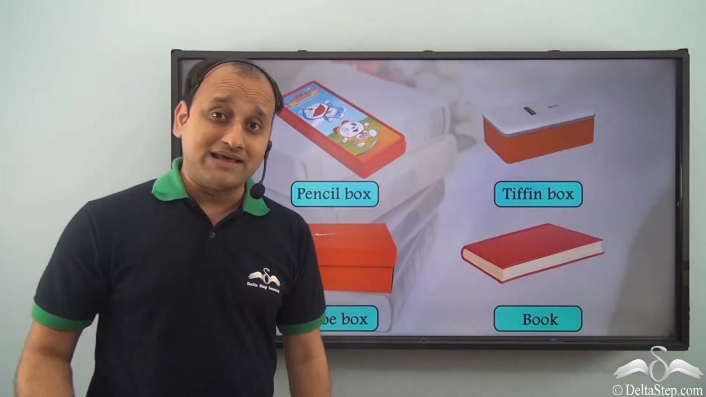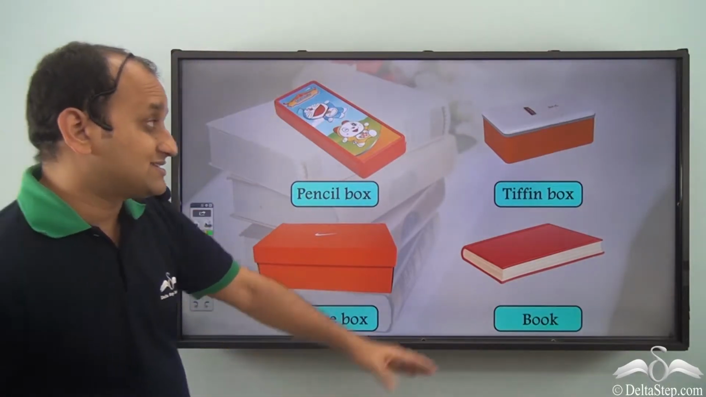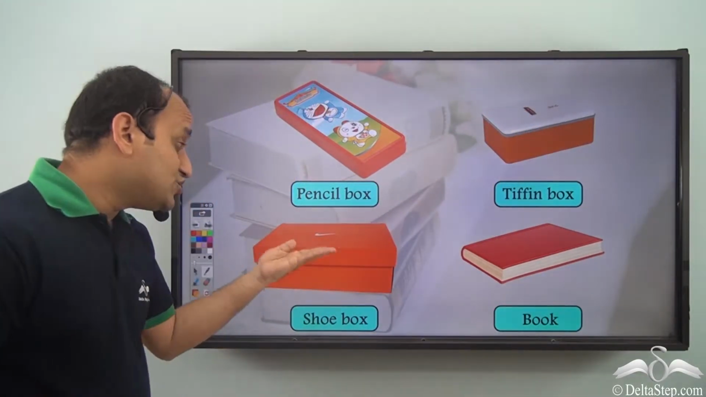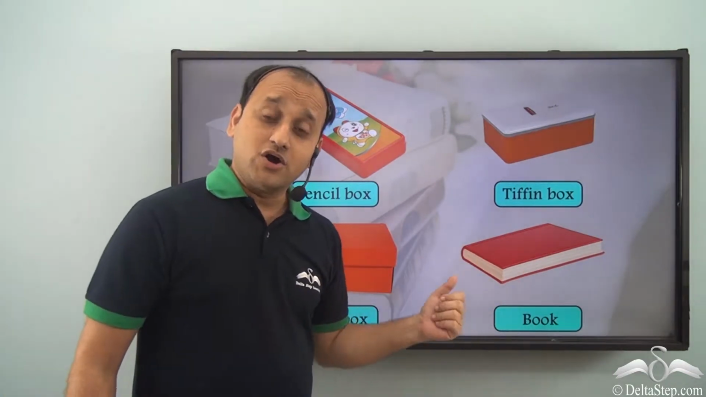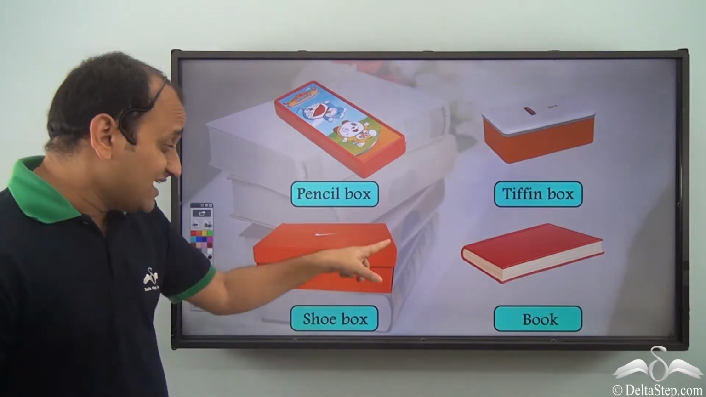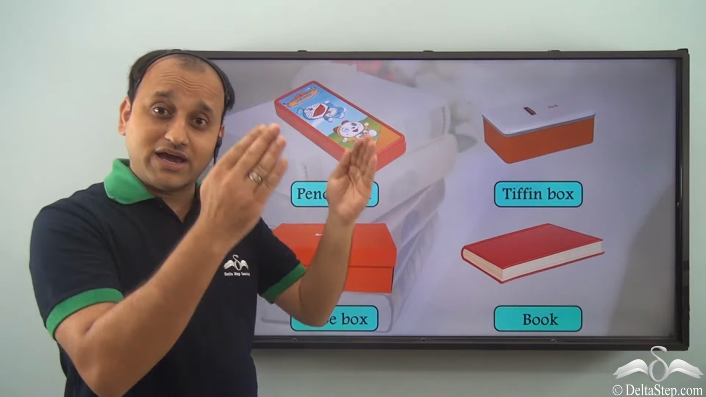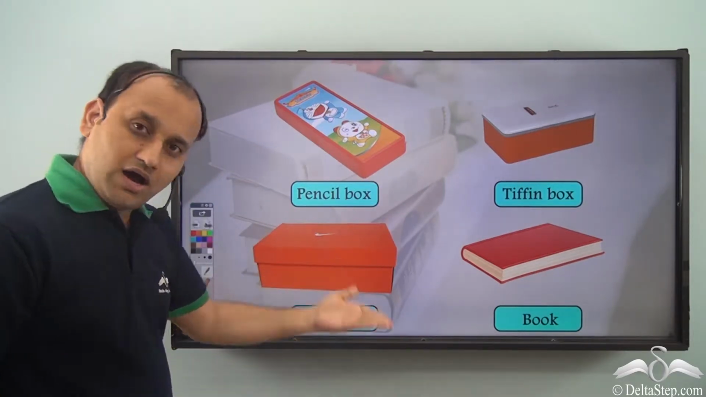Now, what are some common examples of cuboidal shape? Well, pencil box, tiffin box, shoe box and book. All these are cuboidal in shape. As you can see, rectangular faces come together to make a cuboid.